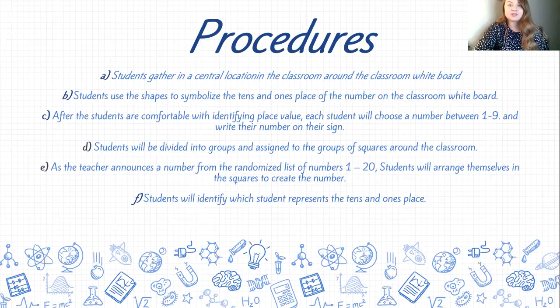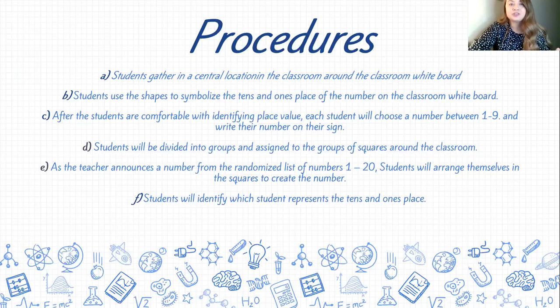The next thing you're going to do after your students feel comfortable identifying numbers 10 through 19 with the place values, then each student will choose a number between 1 and 9 and write it on their sign. As discussed earlier, you can use a variety of materials for each student to create their sign, and you can use a variety of ways for the students to secure their sign onto them.